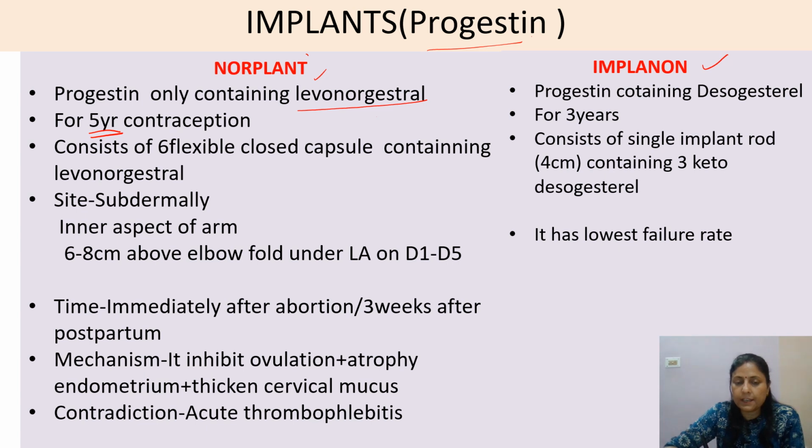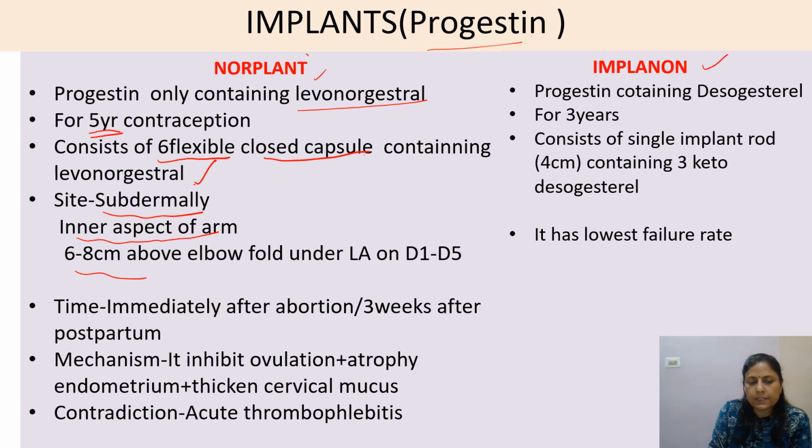If you get a Norplant implant, you get contraception for 5 years. It consists of 6 flexible closed capsules which contain levonorgestrel. These implants can be applied subdermally, on the inner aspect of the arm, 6 to 8 centimeters above the elbow fold, under local anesthesia, and this can be given during day 1 to day 5. Norplants can be used immediately after abortion or 3 weeks postpartum.